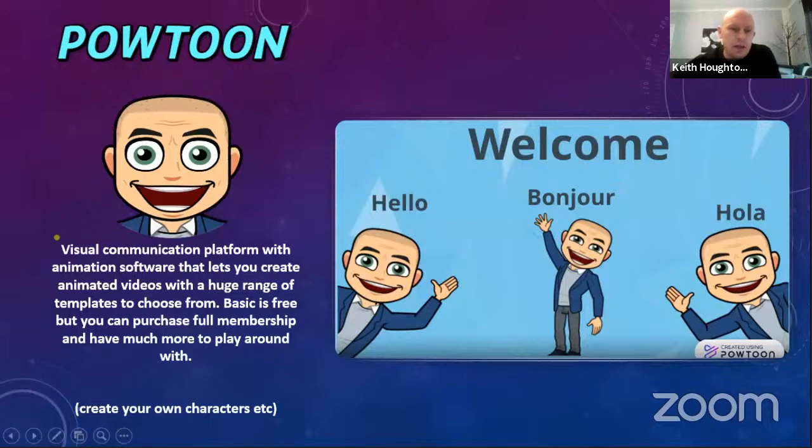So I've used a visual communication platform called Houghton. Now, if you're not aware of Houghton, you've not seen the animated one-page profile, it's a website that allows you to create animated videos, and there's a huge range of templates available. There's a basic membership, which is free, so you can sign up for it, and you can also sign up for a full membership if maybe your local authority or you want to do a lot more with it.